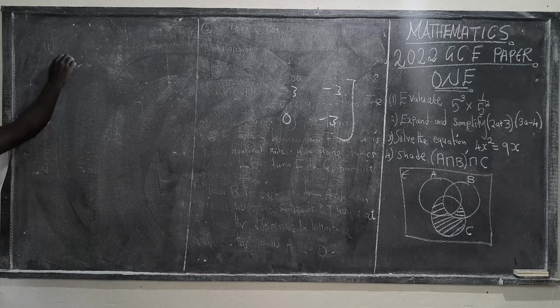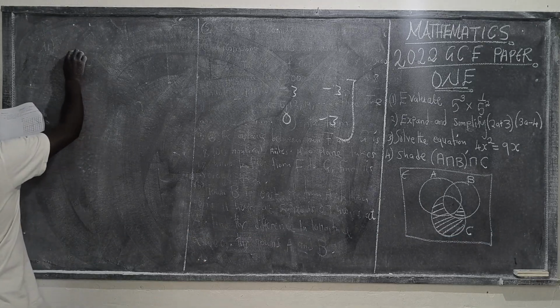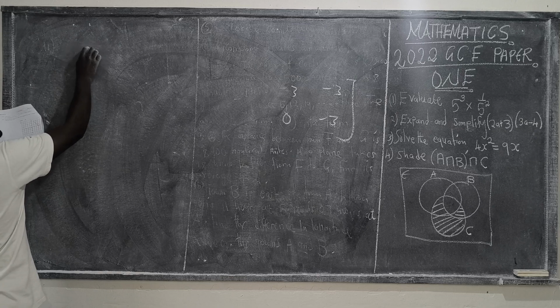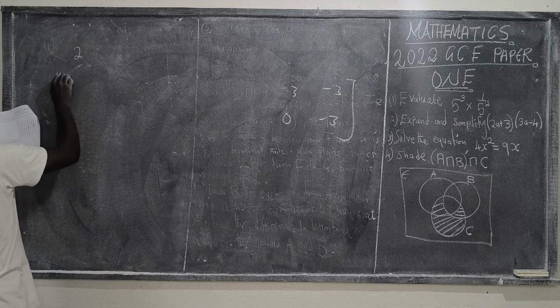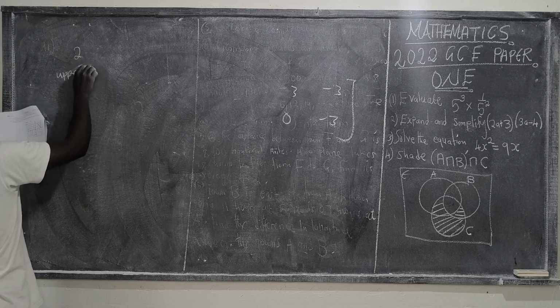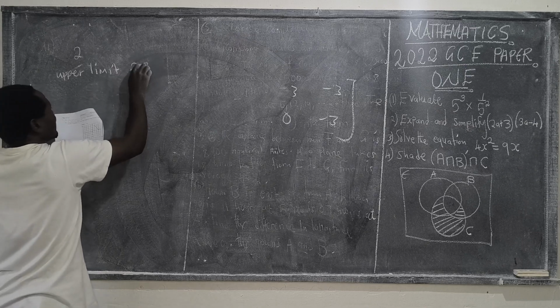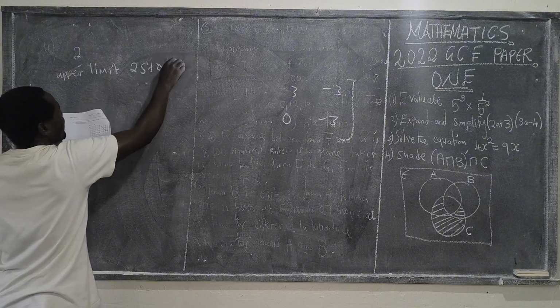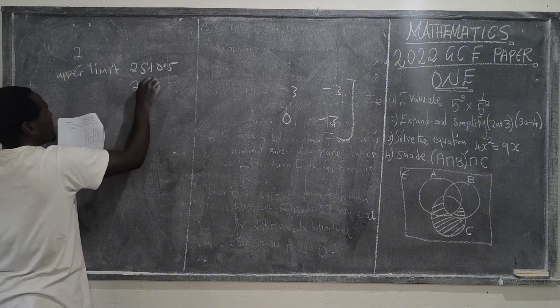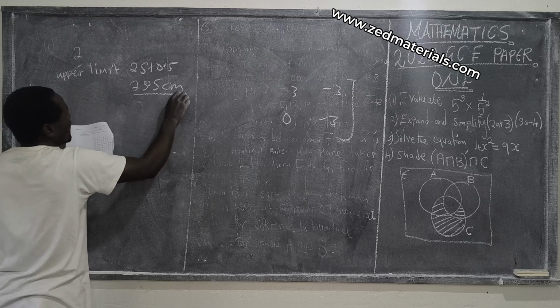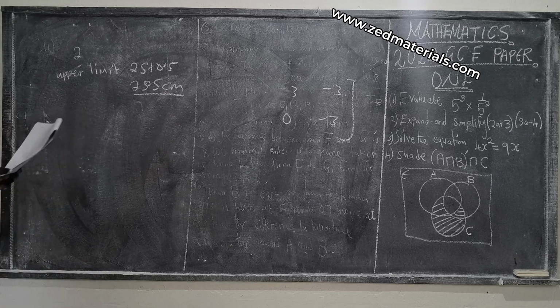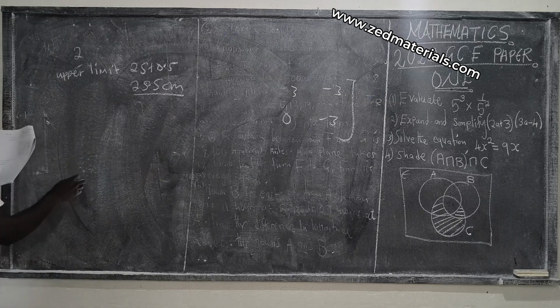So we are going to say 25 centimeters. The margin error of 25 centimeters is 0.5. So we are going to say upper limit. We said we add. So it is 25 plus 0.5, which will give us what? 25.5 centimeters. This is your upper limit. Done and dusted. Why should you waste the time? The Z Material is already there to help you.